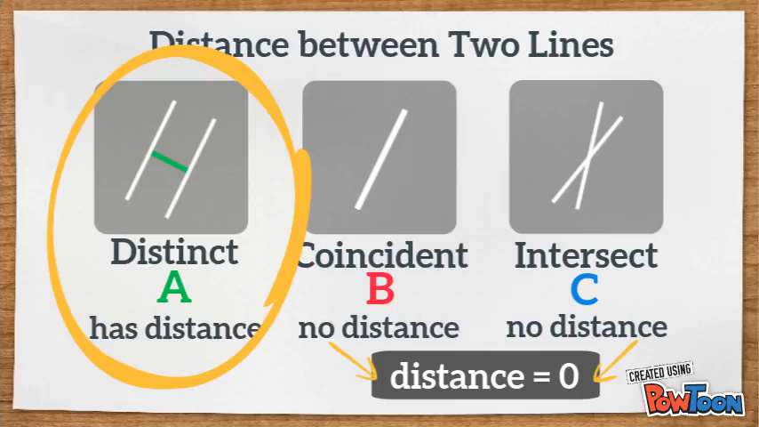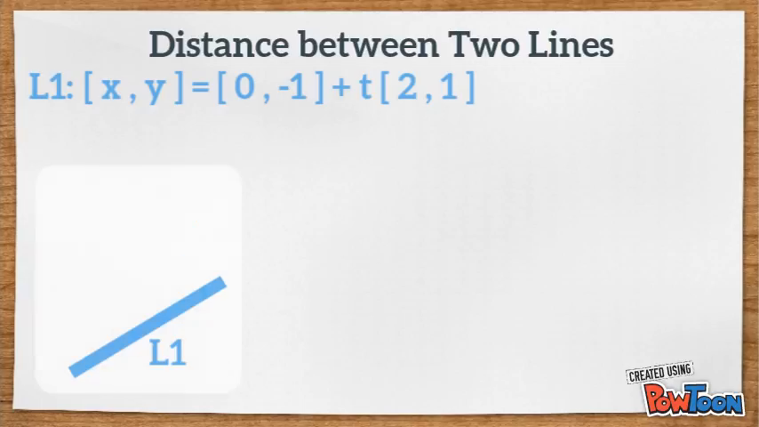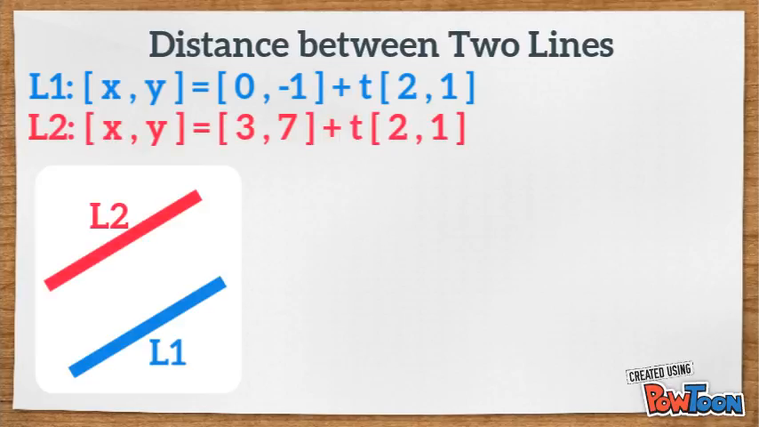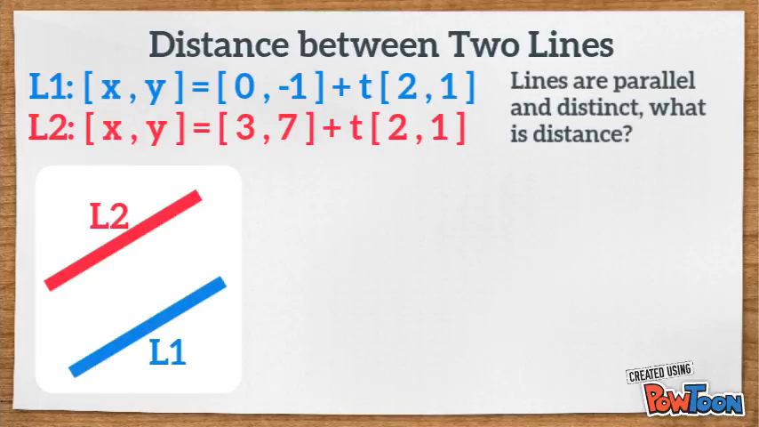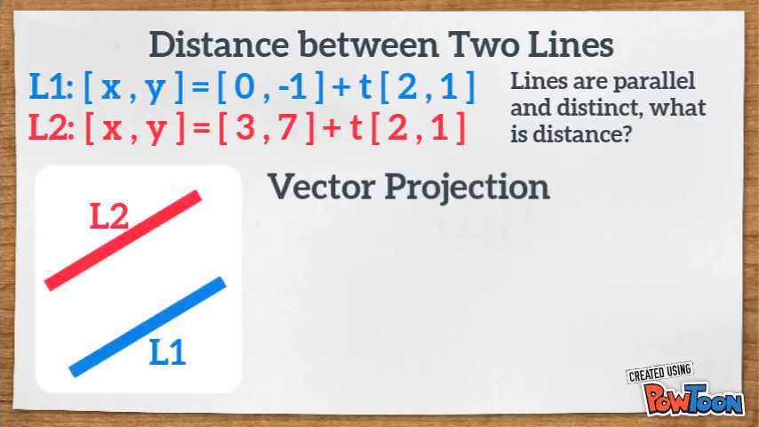Let's take a look at an example of the distance between two such lines. Let line L1 be (x, y) equals (0, -1) plus t(2, 1), and line L2 be (x, y) equals (3, 7) plus t(2, 1). Given that the two lines are parallel and distinct, what is the distance between them? Well, to do this, we simply repeat what we did in the previous section. The distance between the two lines can be calculated using a vector projection.